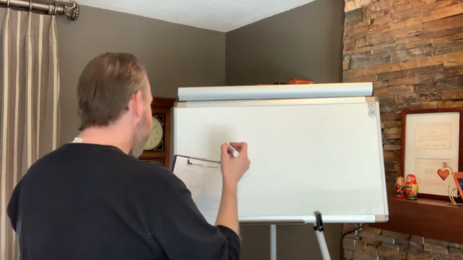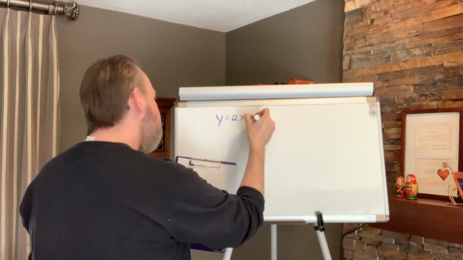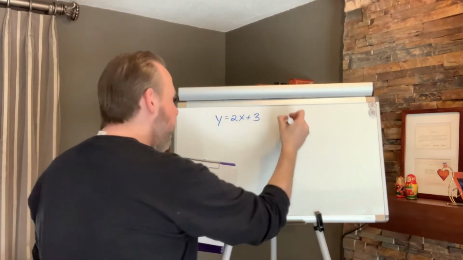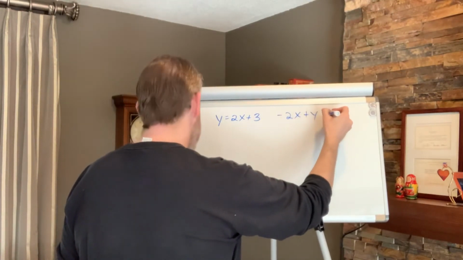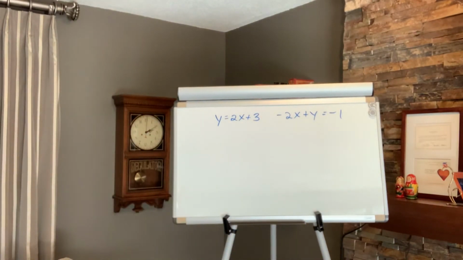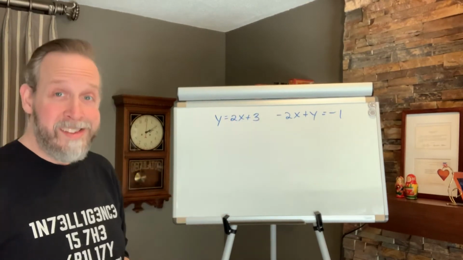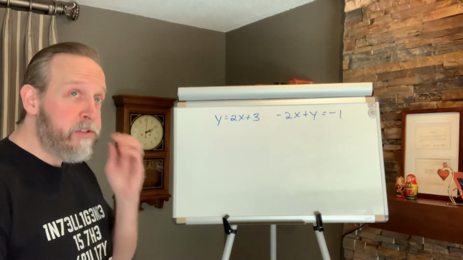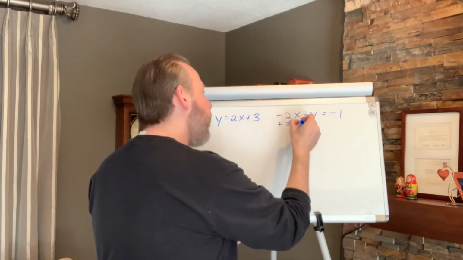The first special case will have y equals 2x plus 3, and also the equation negative 2x plus y equals negative 1. Now, as you can see, this first line is already in slope-intercept. Second one is not. So I'll put it in slope-intercept so that I can then graph it. Again, I have to add 2x to both sides.